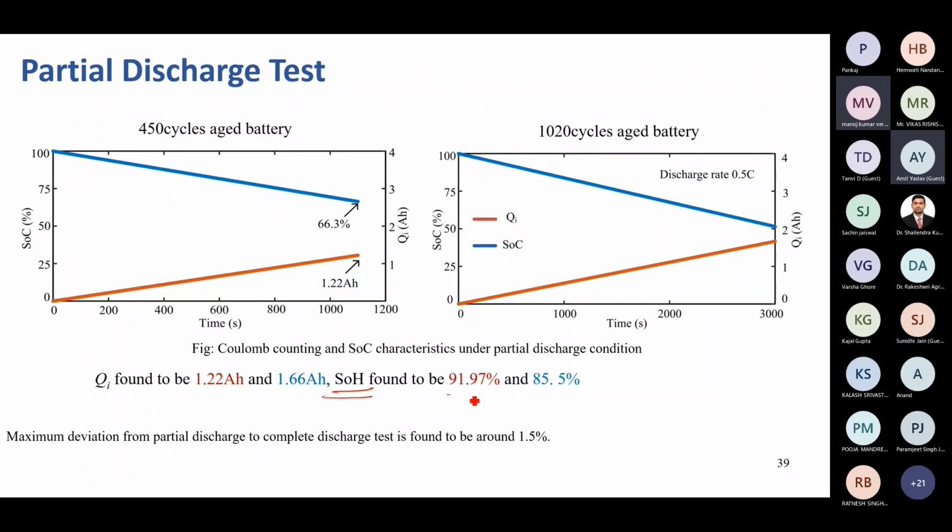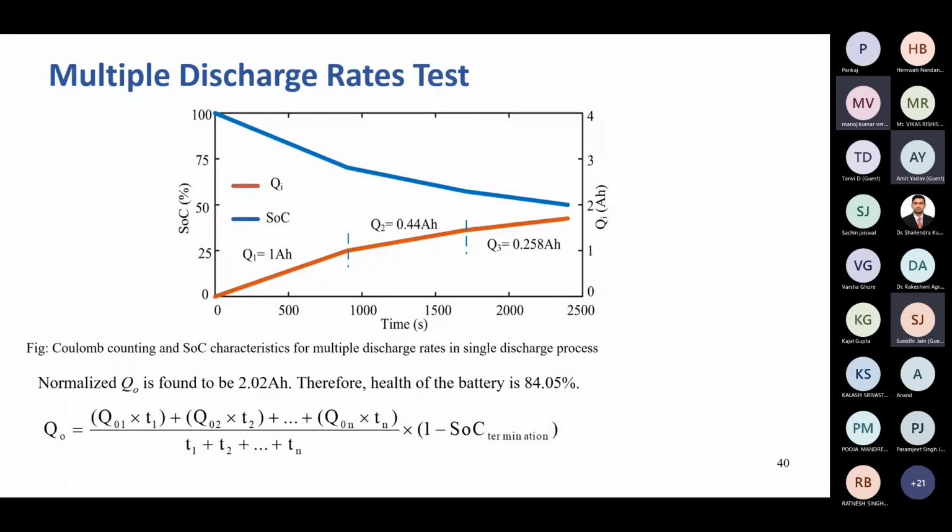And we found that with these characteristics, whatever the modified algorithm, we can find an accurate method of finding the SOH. And we have tested the same with multiple discharge rates for Q1 of 1 ampere hour, Q2 of 0.44 ampere hour and Q3 of 0.25.